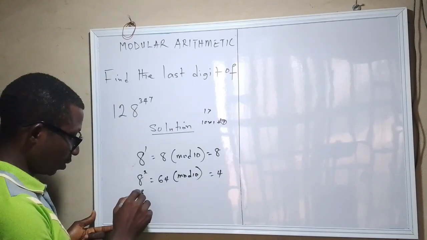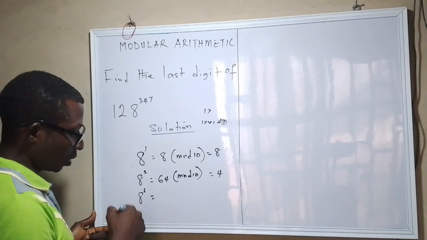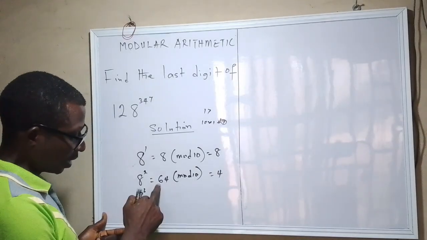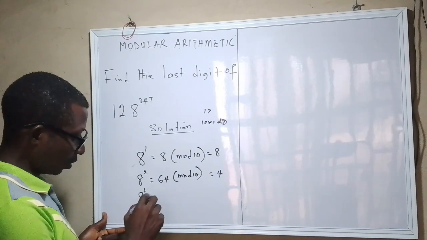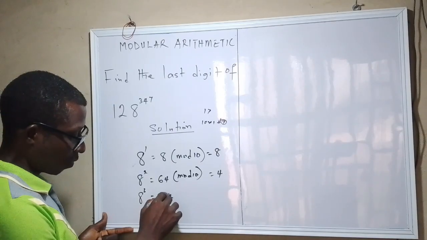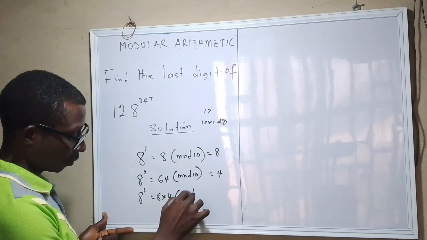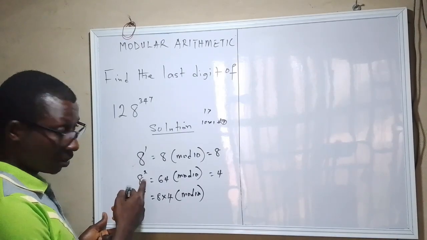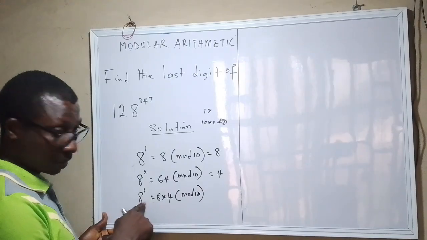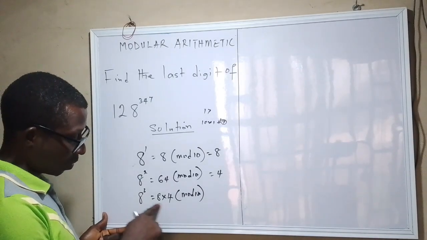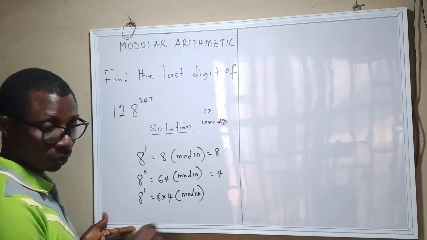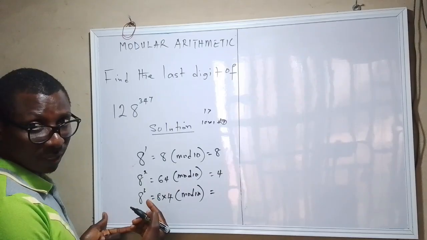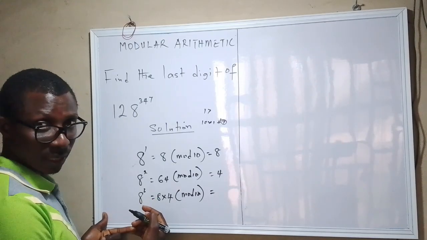Okay, so now let's move on. We have the third power. Because if I'm multiplying this out, I'm going to have a big number. So since I know 64 is 4 in mod 10, I'll just say 8 times 4 in mod 10. That's the same thing as 8 raised to the power of 2 times 8, that is 8 raised to the power of 3. So when you multiply this, you have 32. So 32 in mod 10 is going to give you 2. 32 divided by 10 is 3 remainder 2.